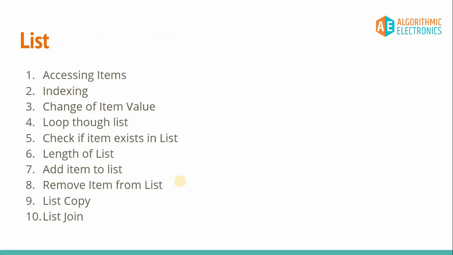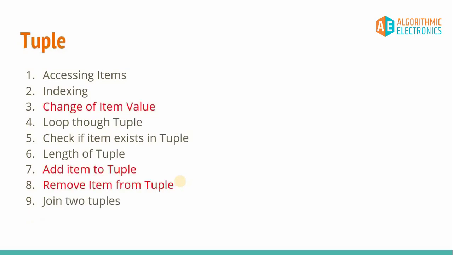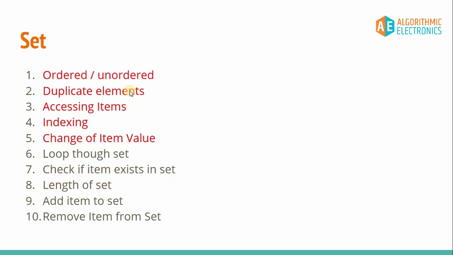We have talked about list with these points, and we have experimented with these things on the Python shell. And again for the tuple we have done this, and the points which are marked red show the difference compared to the list. And here again, as we are talking about set, the first thing we'll check is whether it is ordered or unordered. We are going to test that with some experiments. And for duplicate elements, we'll check whether the set allows adding duplicate elements inside it, or it raises an error, or it handles it in a different manner.